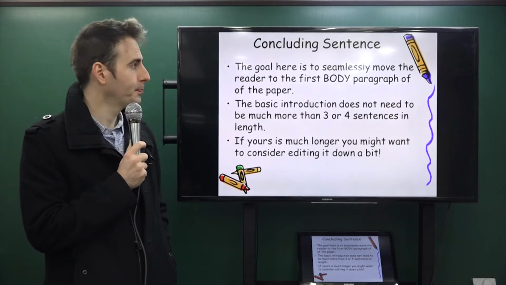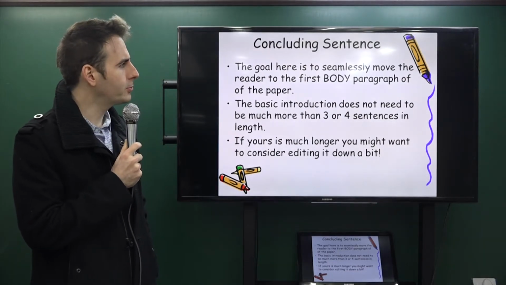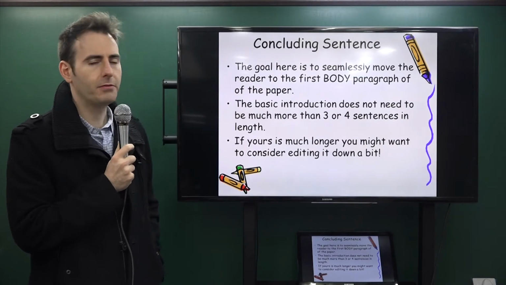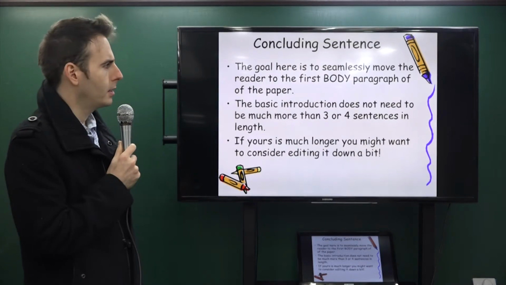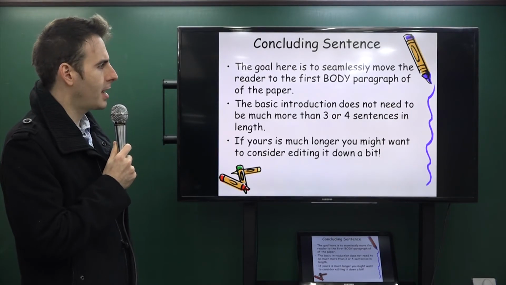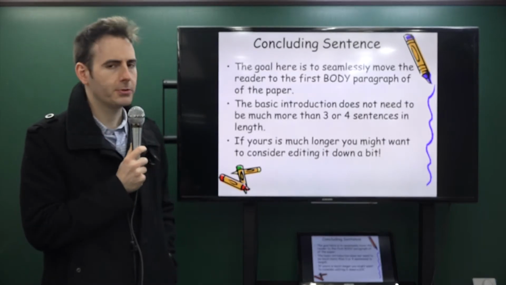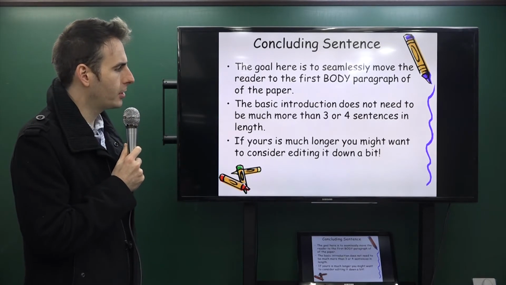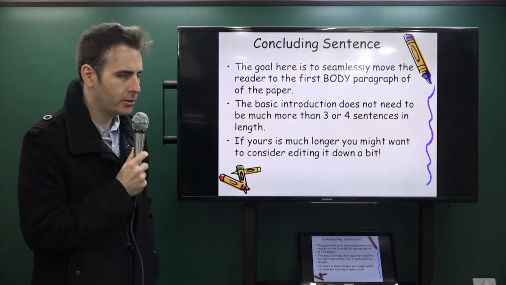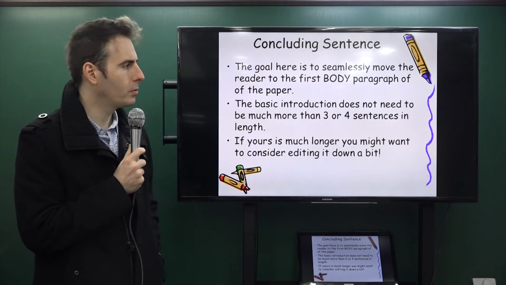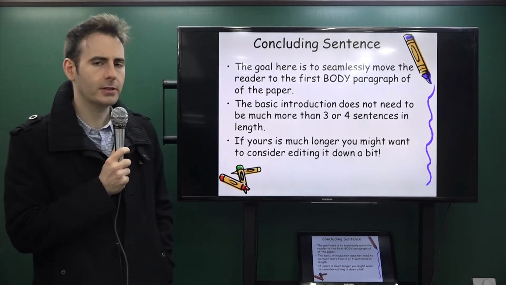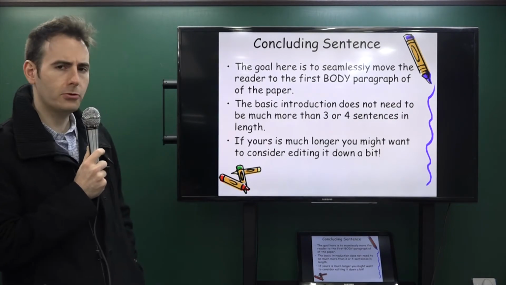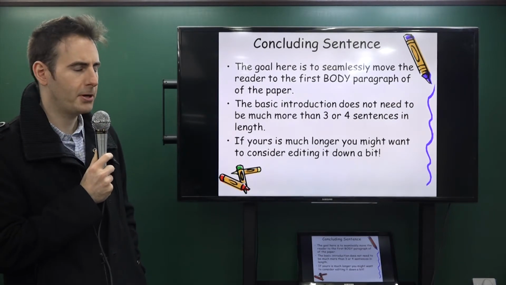Concluding sentence. The goal here is to seamlessly move the reader to the first body paragraph of the paper. The basic introduction does not need to be much more than 3 or 4 sentences in length. If yours is much longer, you might want to consider editing it down a bit. So, when writing the concluding sentence of your intro paragraph, make it connect to the first body paragraph, the next paragraph.